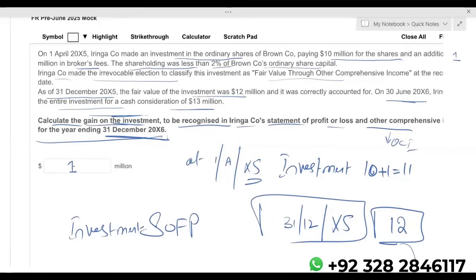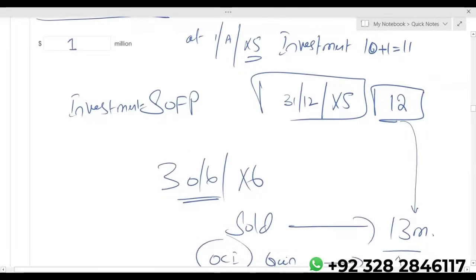Why? Now try to understand. 12 million investment has become 13 million. So what is the entry of 1 million? Investment debit, OCI credit. Now your investment is at 13, you are actually selling it also at 13. Logically, there is no gain, no loss on disposal in case when there is an investment at fair value through OCI. Is that clear to everyone?